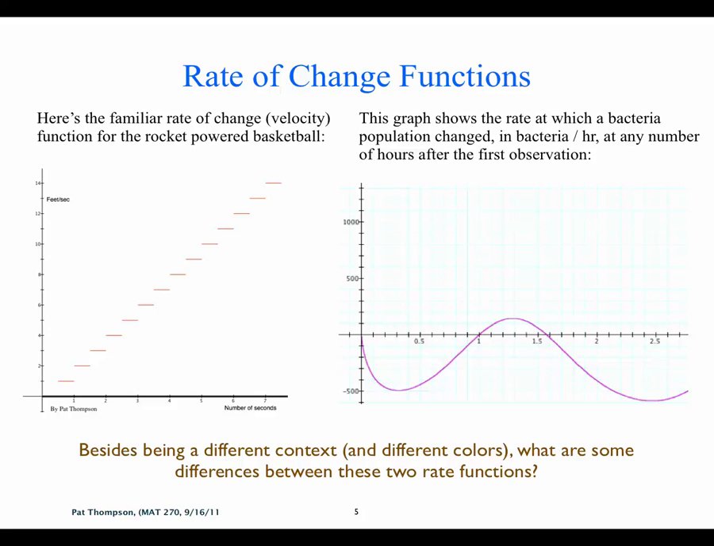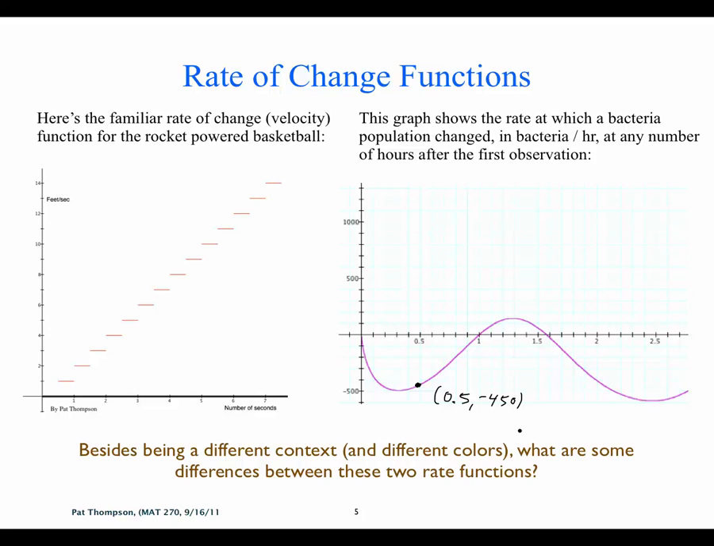Other differences? What did you think of? Somebody else? Yes, sir. So how can this be negative? Can you have a negative number of bacteria? So here's a point, 0.5. Maybe this is negative 450. So this ordered pair is 0.5 and negative 450. I'm guessing, just picking it off. So you have negative 450 bacteria?